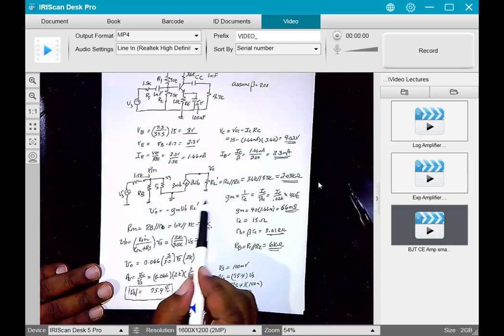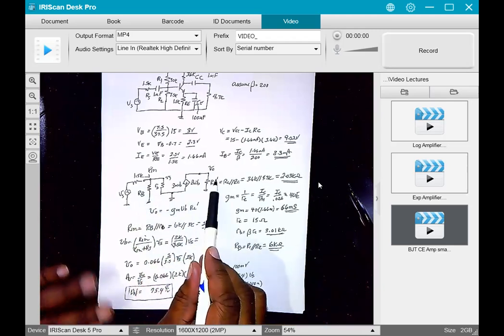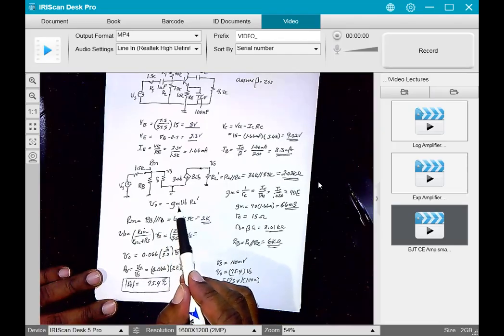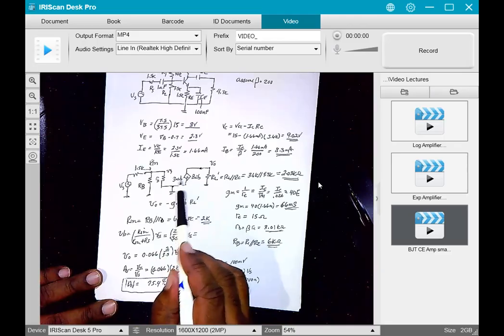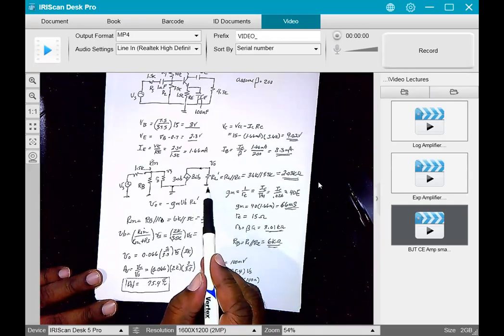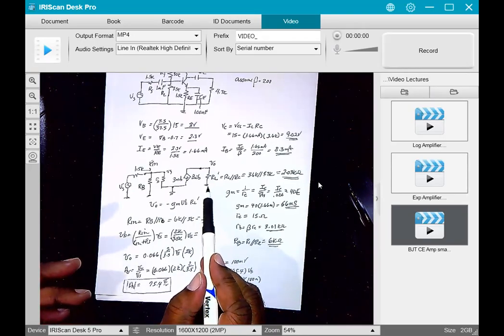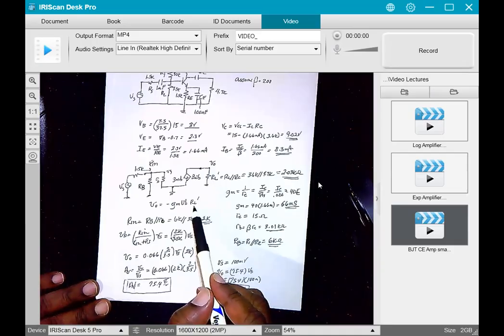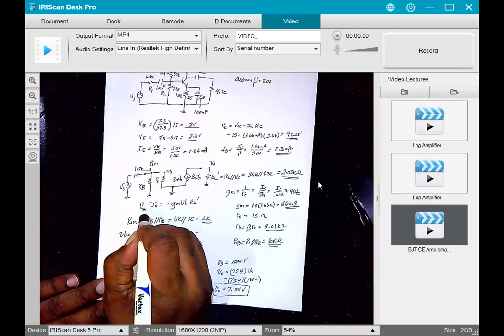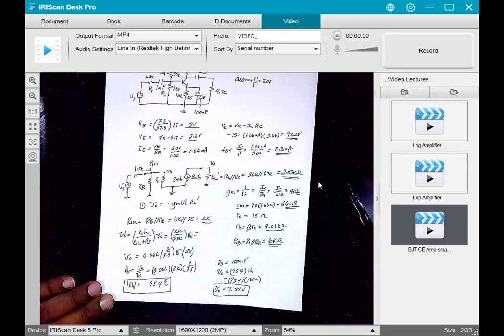So after we draw our small signal model, we write that V out is minus GM times VB. That's this control voltage for the current source here, times this resistance here, which we call RL prime, which is RL in parallel with RC. Are you okay with that? Yeah, I'm okay right now. That's step number one: get an expression for our output.